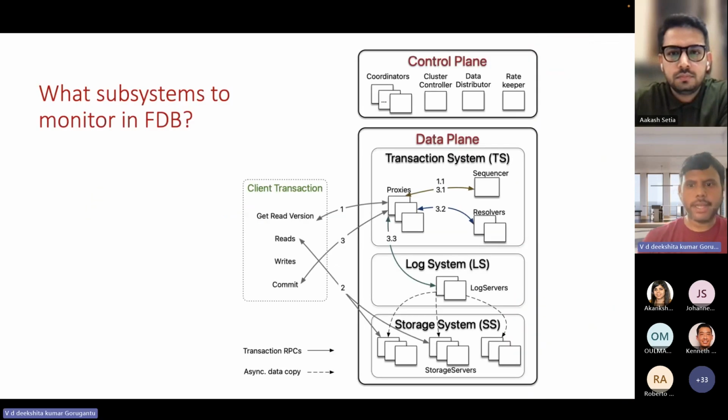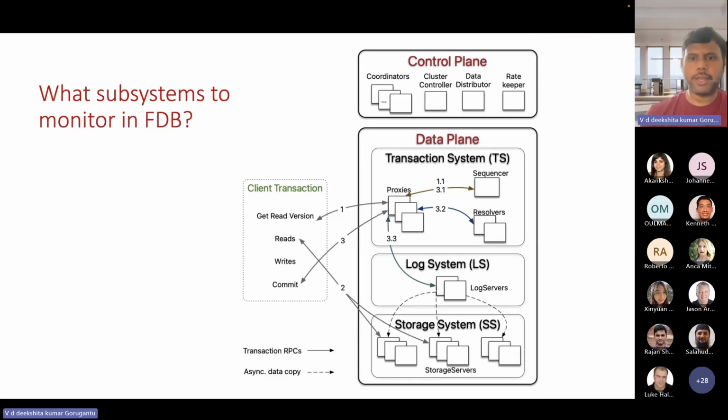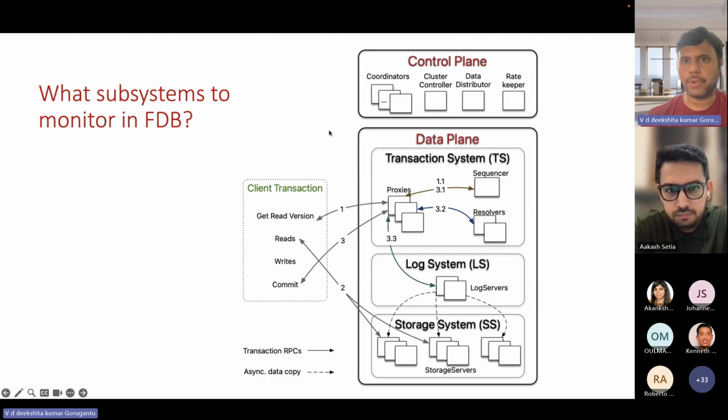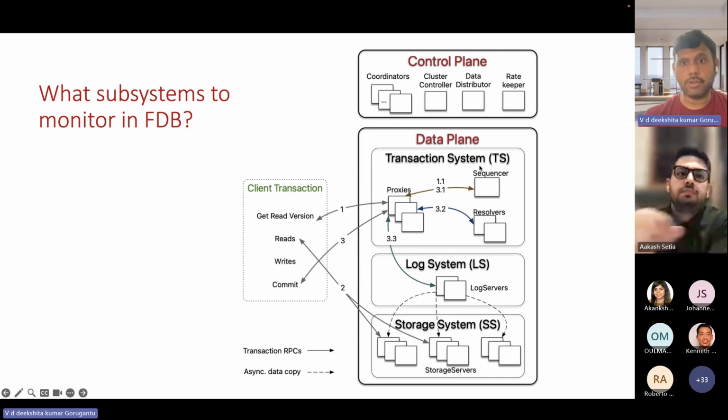Okay, so before going into the deep dive, we have to understand what components we need to monitor in FDB. At a high level, the FoundationDB cluster is divided into a control plane and a data plane. These two systems are subdivided into a total of 4 subsystems. The control plane, we can call it the configuration system. Then the data plane is divided into 3 subsystems: transaction system, log system, and storage system.